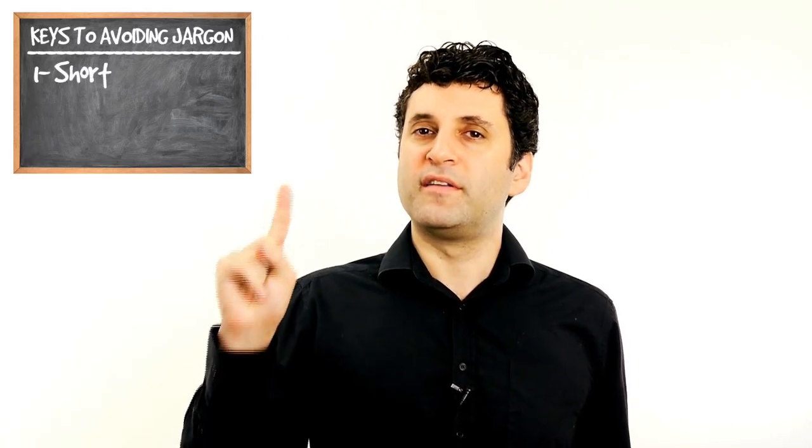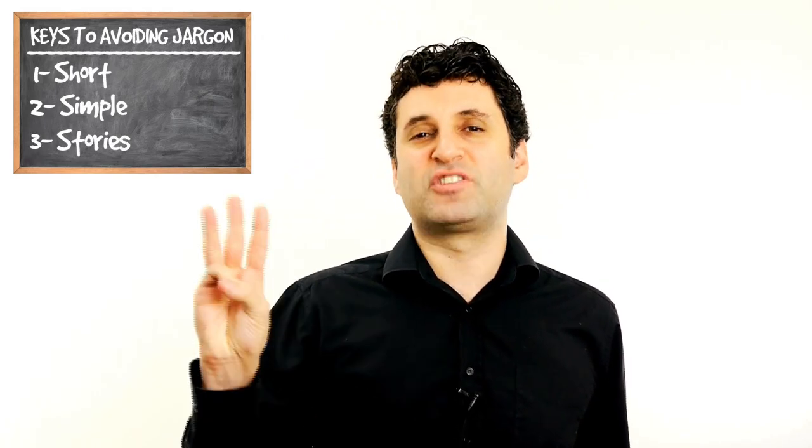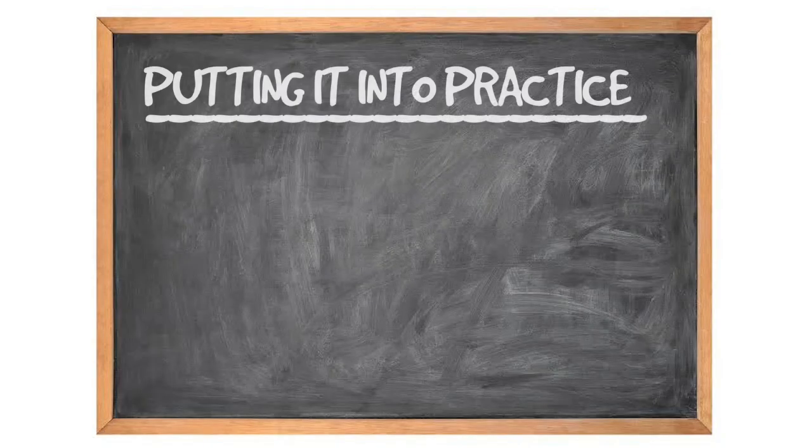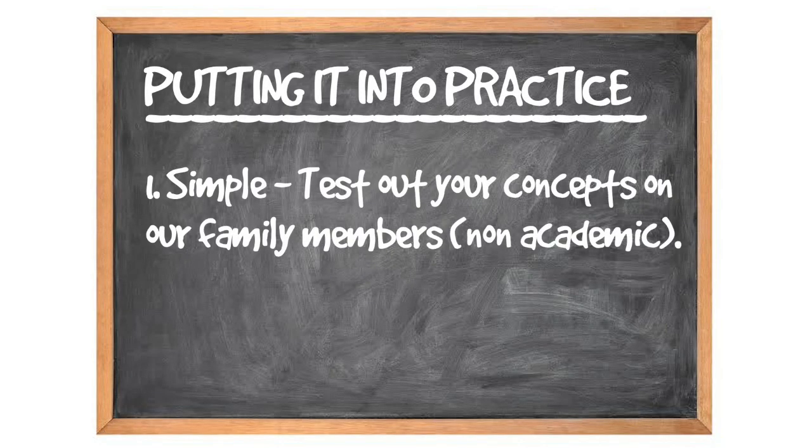To bring this home and to apply this for you personally, I wanted to share with you the 3 S's when you're thinking about jargon. Those 3 S's are to be short, to be simple, and to have stories. How can you put this into practice? Here you go. Simple: test out your ideas on your family members, ideally who aren't academics. See if your family members understand the concepts that you are trying to communicate.